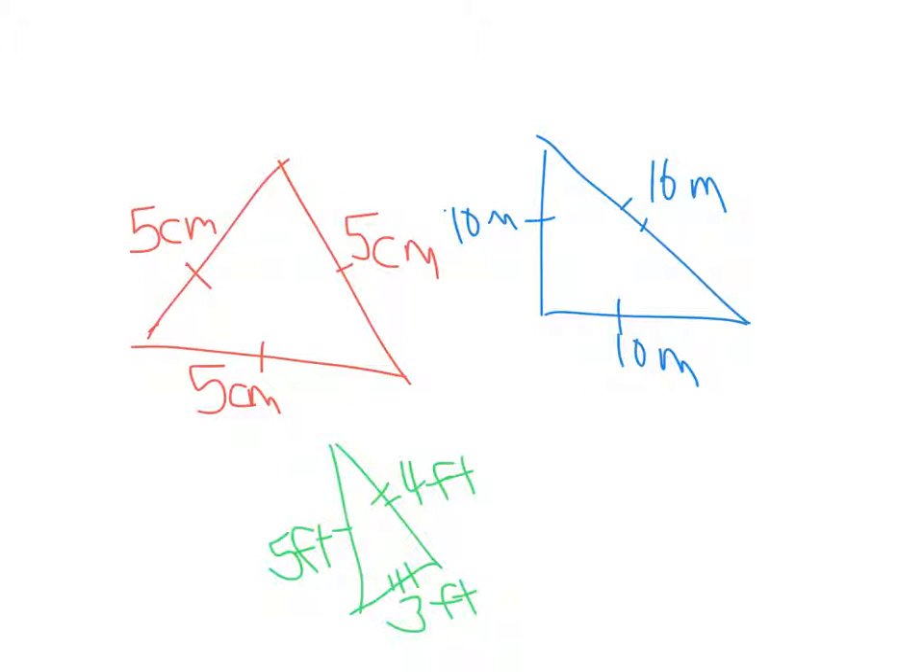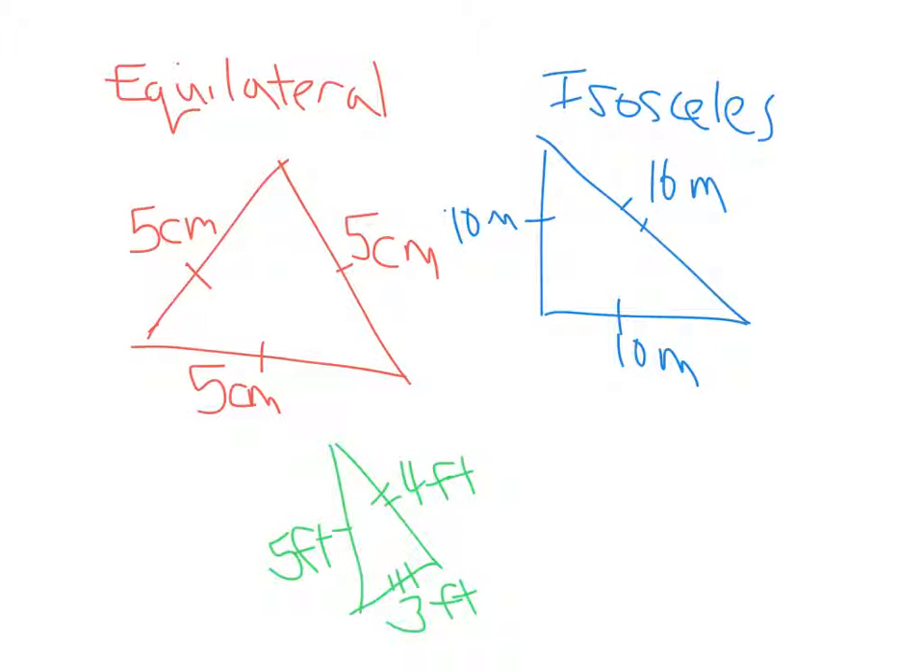So we can also classify triangles by their sides, what they measure. Now this triangle, the red triangle, that one there, all the sides have the same length. So it's going to be what's called an equilateral triangle. Now the blue one, you can see two sides are the same length. And so that's going to be what's called an isosceles triangle.